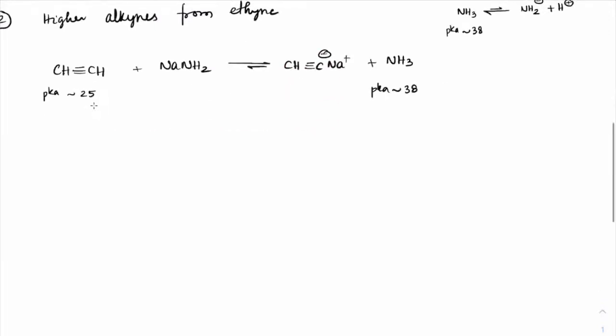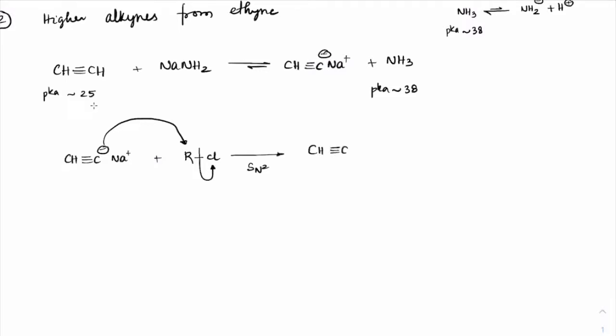All right. So now this CH triple bond C minus Na plus which we have generated, you can react with any alkyl halide, RCl, by the SN2 mechanism, which means this will attack on R, Cl minus will leave. So we would get CH triple bond C with R substituted. And you can see it is still at the terminal position. So the alkyne which is formed is at a terminal position.